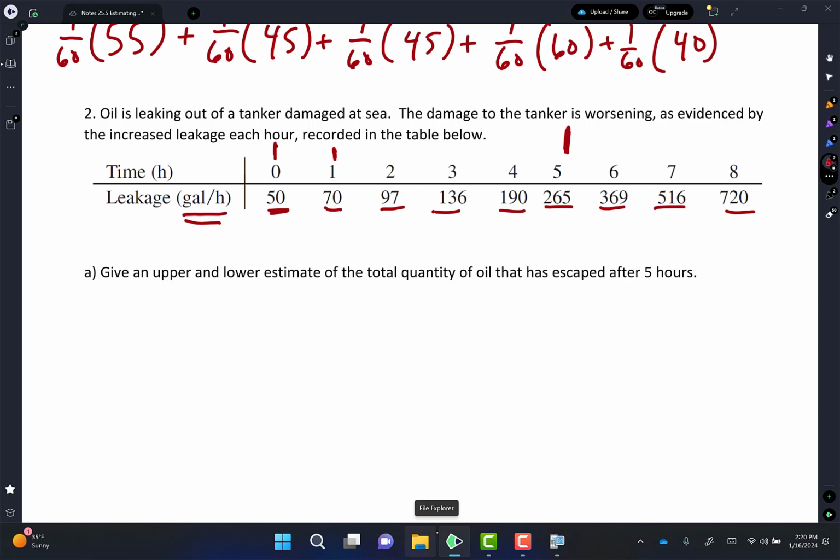I think when I typed this out, I typed that it has escaped during the first 5 hours. Yeah, like after the 5 hours has been completed. There won't be any ambiguity on the AP exam. It'll be very, very specific. Give an upper and lower estimate of the total quantity of oil that has escaped during the first 5 hours. Okay, there you go. I changed it.